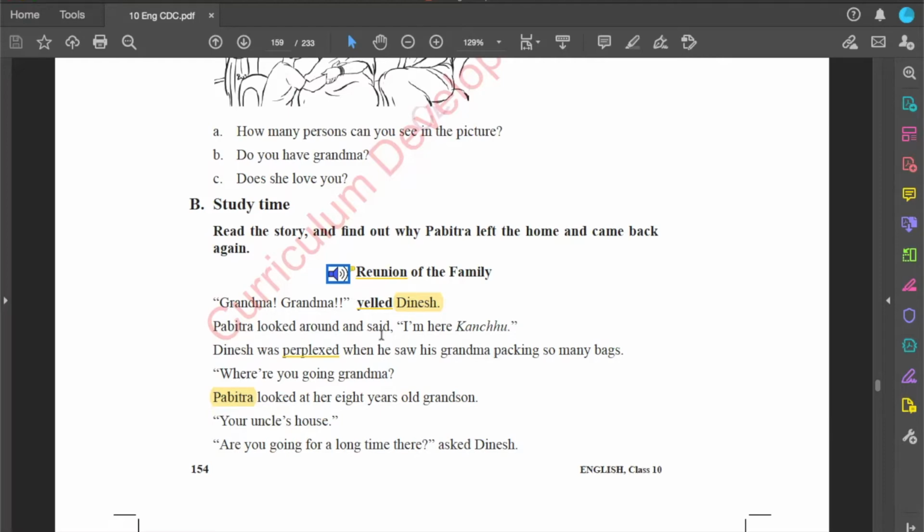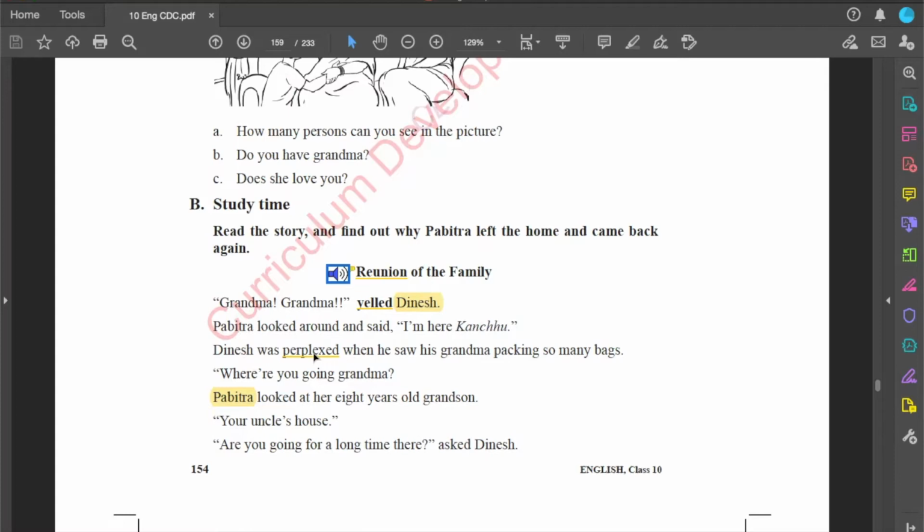Pavitra looked around and said. Dinesh is saying, "Grandma, grandma," and Pavitra looks around, so we can relate that Pavitra is the grandmother of Dinesh. Pavitra looked around and said, "I am here, Kanchu." Kanchu is a typical Nepali word. When you love someone who is junior to you, we normally use the word Kanchu, a loving word.